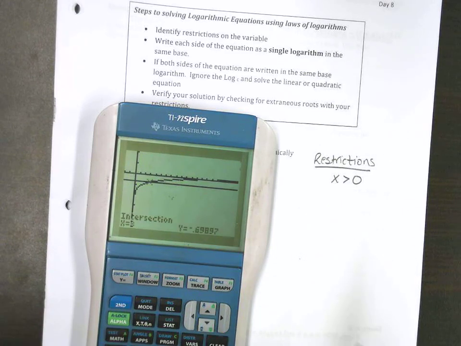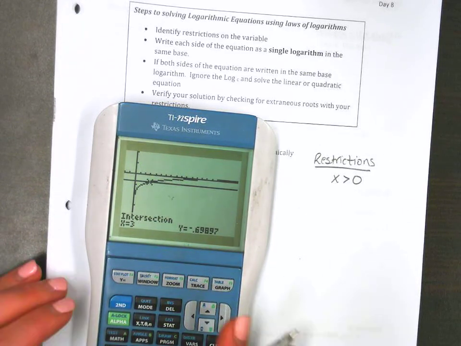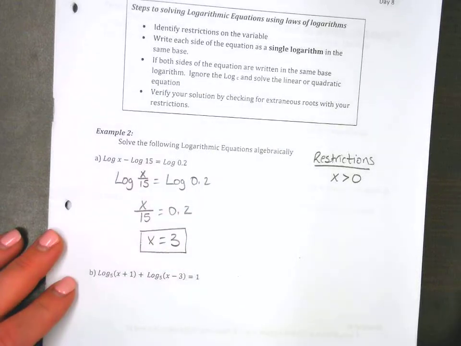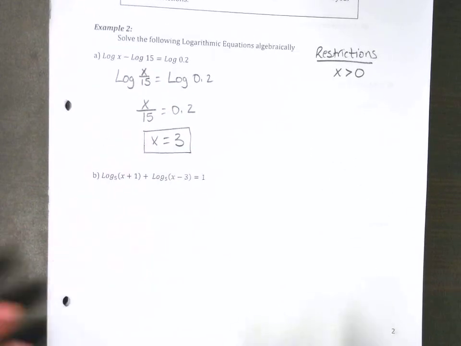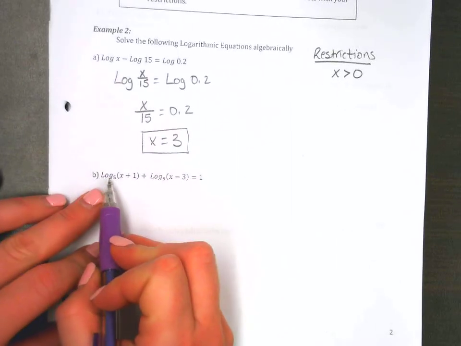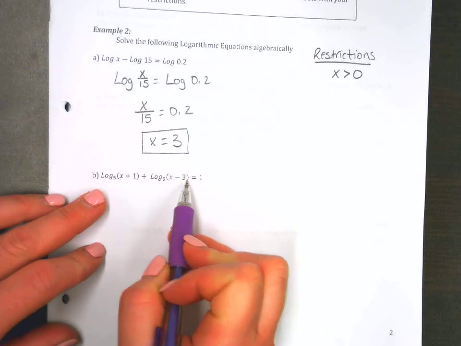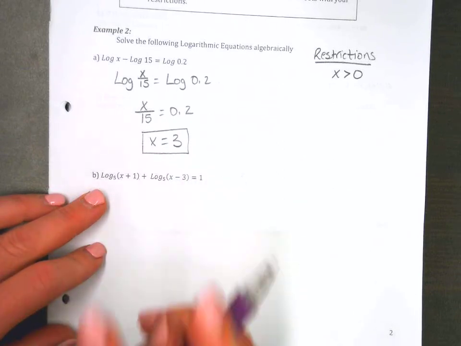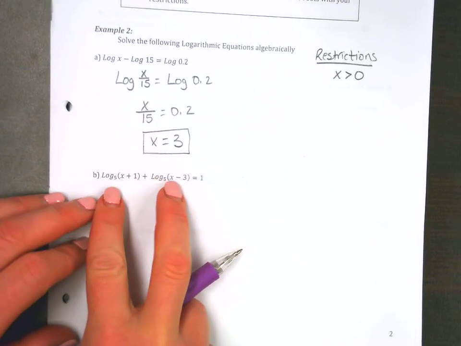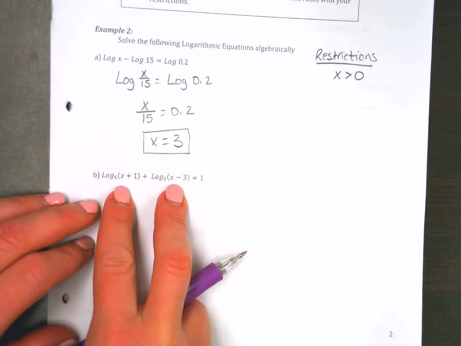So I'm given log base 5 of x plus 1 plus log base 5 of x minus 3 equals 1. So what I need to do is write the left side as a single logarithm. So I have to combine these together. Well, if I see a plus, then this would be our product law. So I'm going to multiply my two binomials.